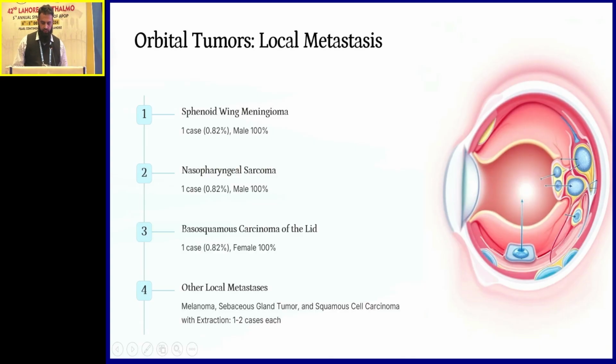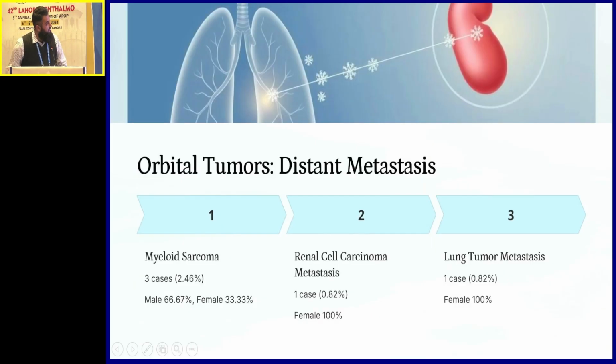So we had all these cases. Then coming to the next category, orbital tumors involving the orbit from distal metastasis, secondary tumors. Myeloid sarcoma was the most commonly seen with about 3 cases. And in about 2 of the cases who were children, this was the first time they were diagnosed to have myeloid leukemia. So they presented with a myeloid sarcoma to begin with. Then we had a case of renal cell carcinoma and a lung tumor metastasis, and both of these were in elderly patients with known cancers.